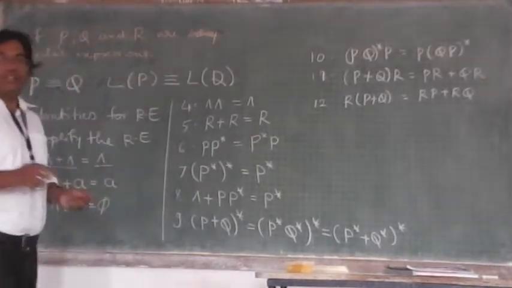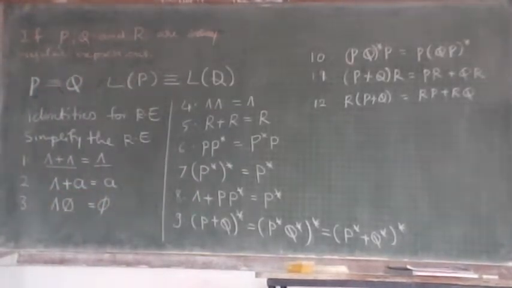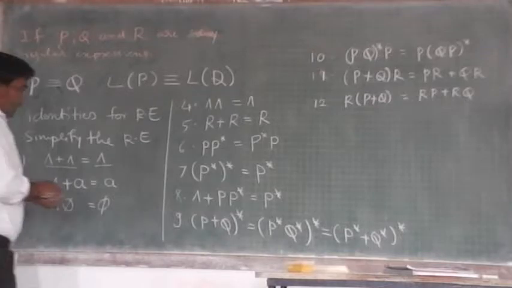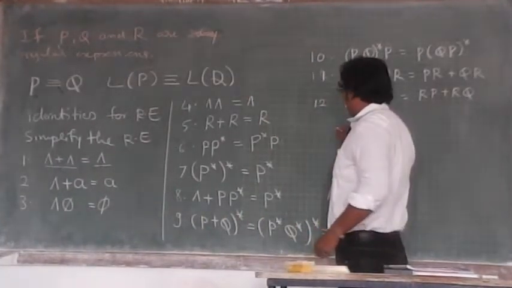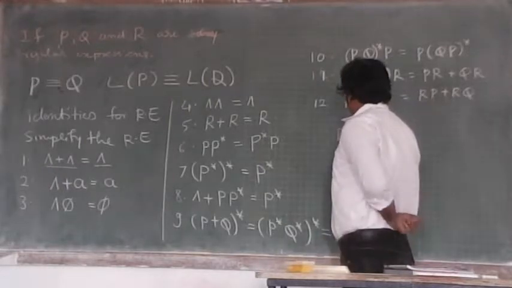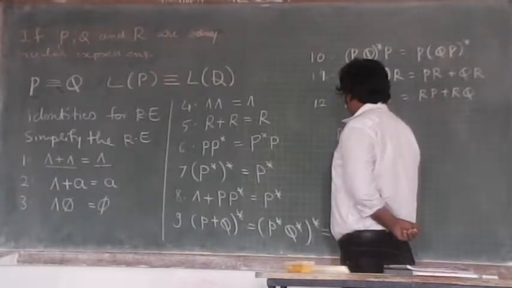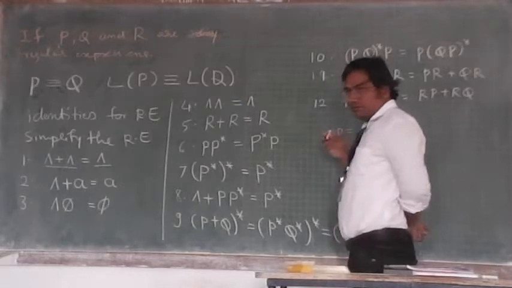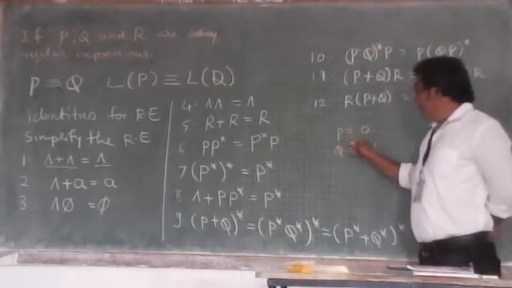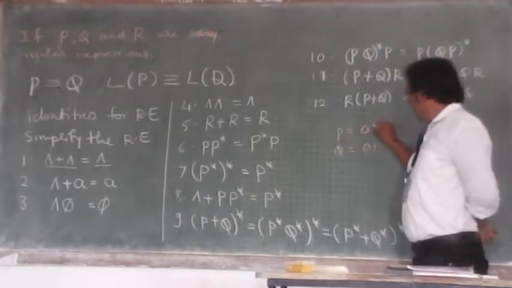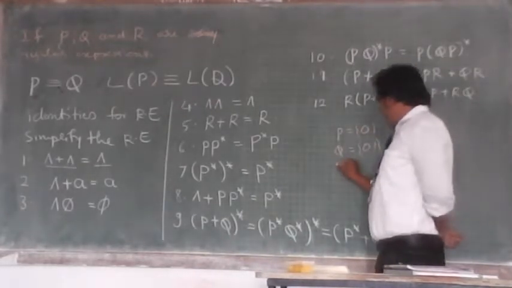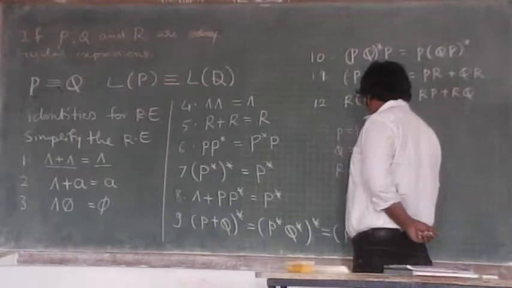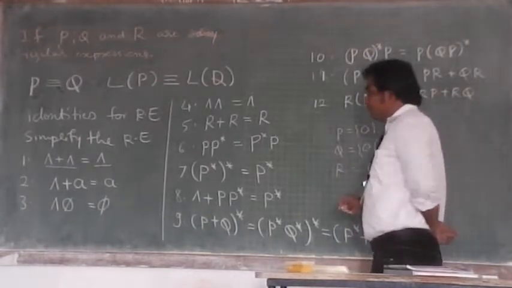These identities you need to cross verify yourself by considering any P value as any regular expression. For example, in this case P I am considering as 0, Q I am considering as 0, 1. Randomly I am considering regular expressions. 0 is my regular expression. 0, 1 is a regular expression. R is, for example, 0, 1 star.